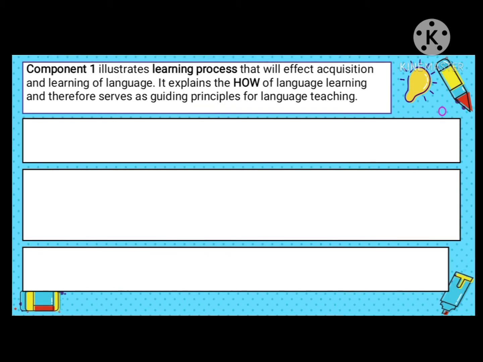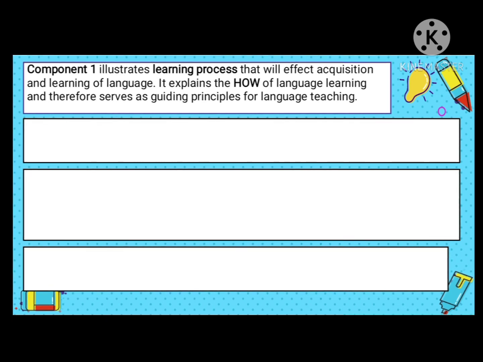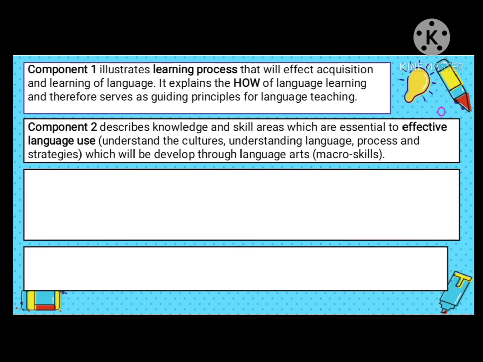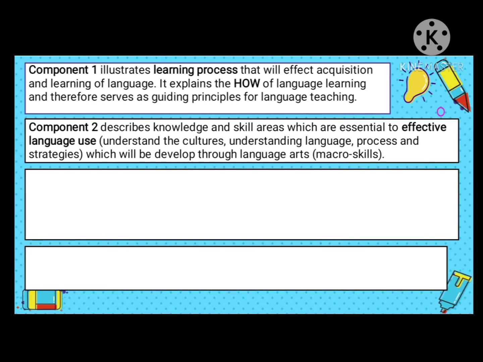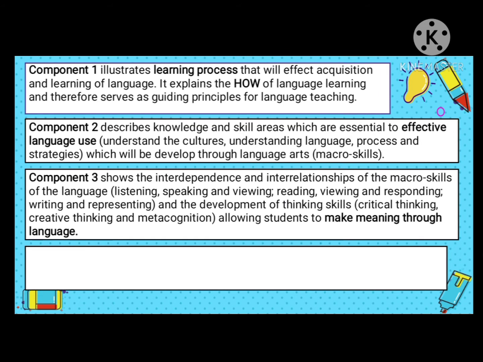Component 1 illustrates the learning process that will affect acquisition and learning of language. It explains the how of language learning and therefore serves as guiding principles for language teaching. Component 2 describes knowledge and skills areas which are essential to effective language use: understanding cultures, understanding language, process and strategies, which will be developed through language arts or macro skills.